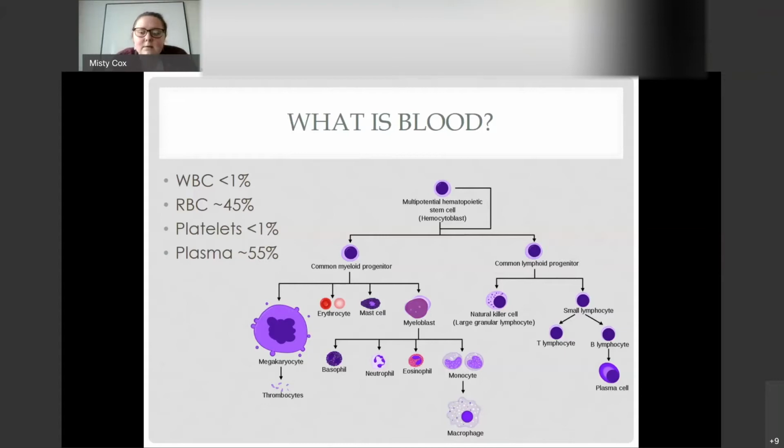And then, good job, Raya. White blood cells are about 1%, and they are responsible for fighting viruses or bacteria or any kind of illness in our body. On the bottom of this graph, you'll see basophil, neutrophil, eosinophil, monocytes, plasma cells. All of those make up your white blood cells, which are responsible for fighting off infections in our body. Next slide.